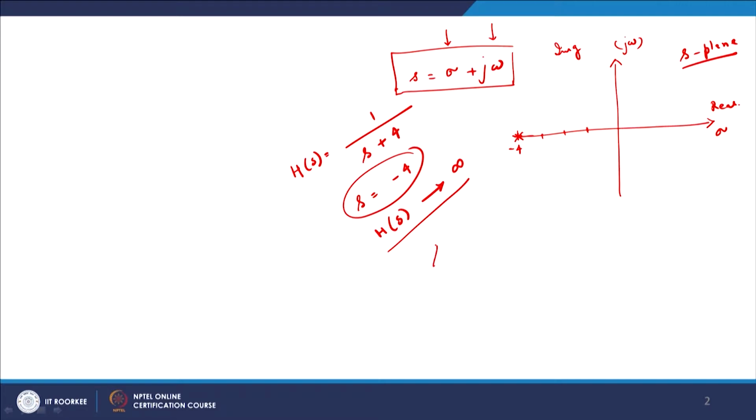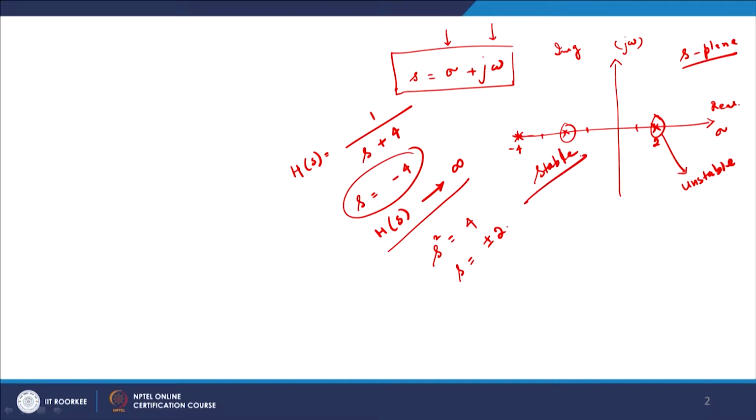Similarly, if let us suppose S square equals some value, say 4, then S will be equal to plus minus 2. For plus 2, this is plus 2 here. So, one pole here, and minus 2 will be one pole on this side. This will be stable, but this will be unstable. So, on the right hand side, this will be unstable, and everything on the left hand side will be stable in nature.